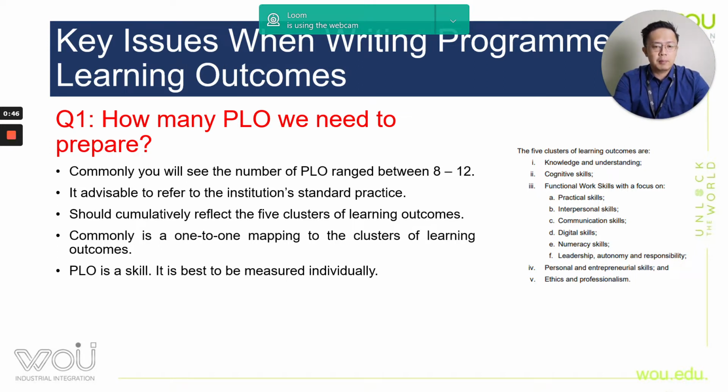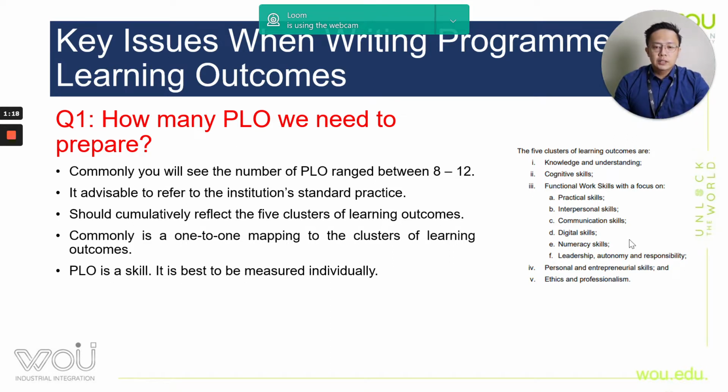But basically you will see in the market right now, the number of PLOs that we have for a program ranges between 8, 11 or 12. There's no specific answer whether 8 is the best, 11 is the best, or 12 is the best at this moment. However, it is advised that all the PLO that you have set, no matter whether it's 8, 11 or 12, should cover all the 5 clusters of learning.